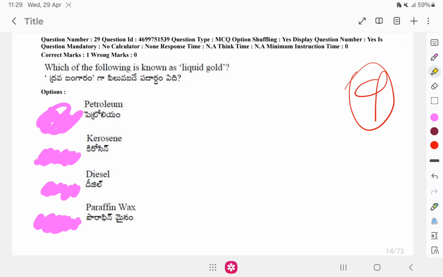Which of the following is known as liquid gold? I am giving you 5 seconds. Read these options, friends. 1, 2, 3, 4, 5. Let's eliminate. No need of elimination. Okay. Correct answer is petroleum, friends.